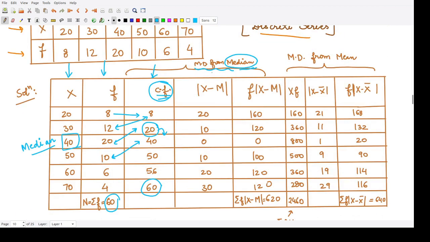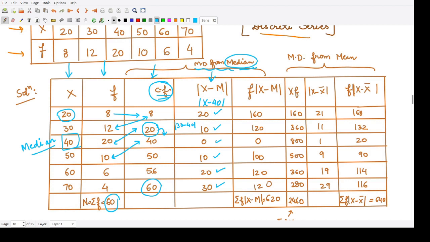So we construct another column, that is the modulus of x minus m. So we will calculate x minus 40 because our median is 40. Here our data is 20, so 20 minus 40 would be minus 20, but we will take the modulus, so it would be plus 20. Then 30 minus 40 mod would be minus 10, because of mod it would be plus 10, and then 40 minus 40 mod would be 0, 50 minus 40 mod would be 10, 60 minus 40 mod would be 20, and then 70 minus 40 mod would be 30. So this is the column modulus of x minus m.